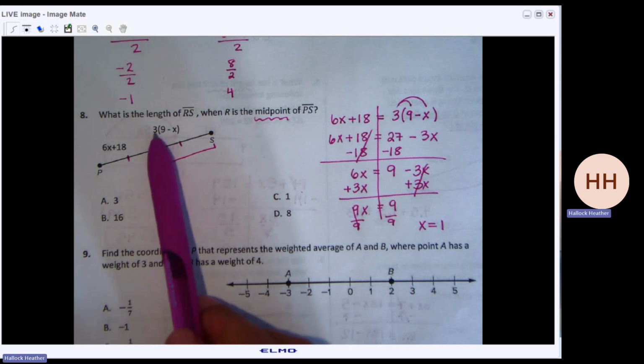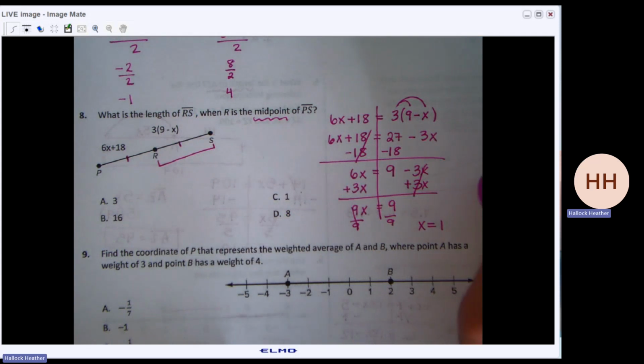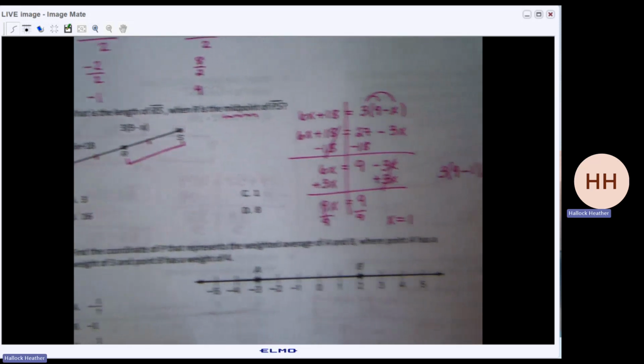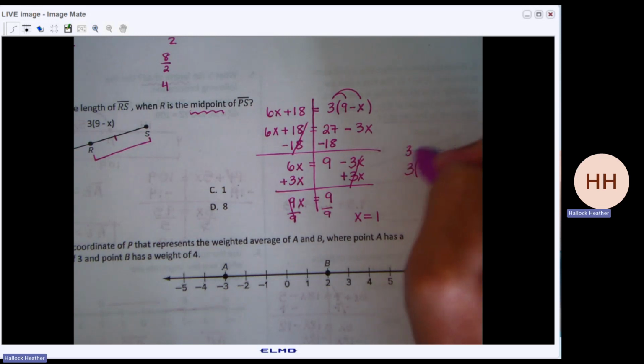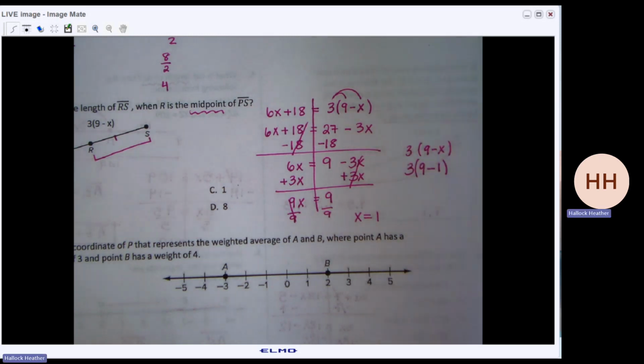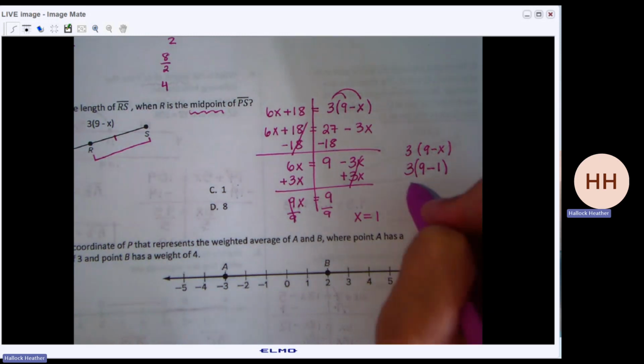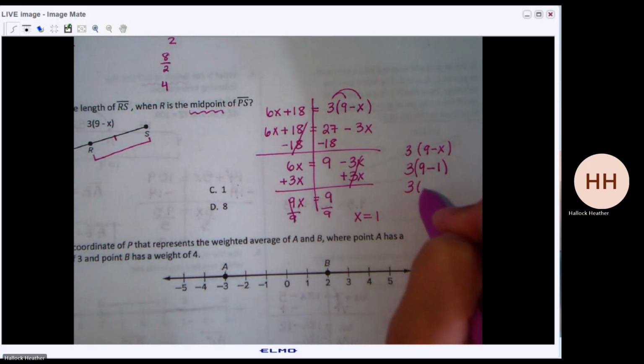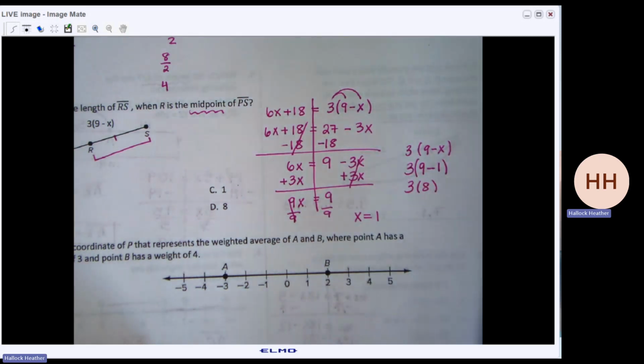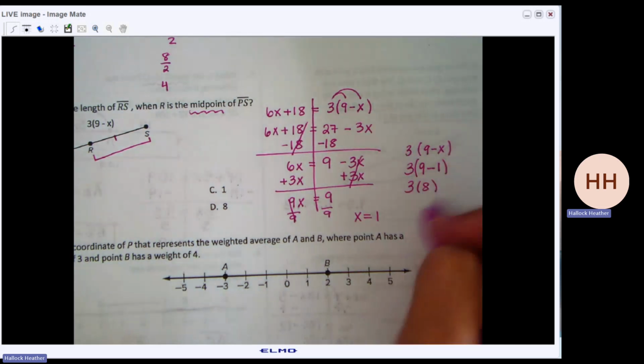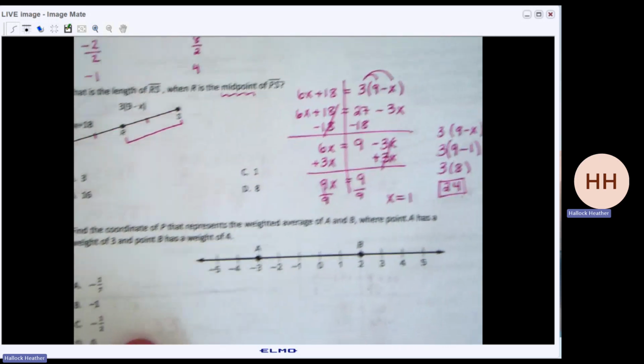RS is equal to 3 multiplied by 9 minus x. So I'm going to plug that in. So 3 and then 9 minus 1, because x is 1. I'm replacing that x with 1. Now PEMDAS for life, so I'm going to subtract, 3 times 8. Oh, there's an error. One of these is not the answer. 3 times 8 is not one of the answers. What the heck? 24. Okay, well, there's a typo. I'll fix that before I make copies of these. Okay, so 24 is the answer.